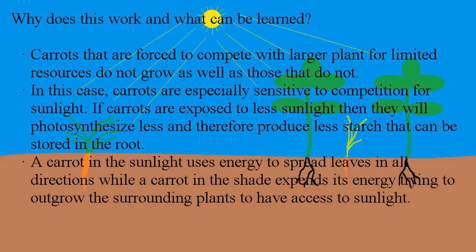If carrots are exposed to less sunlight, then they will photosynthesize less and therefore produce less starch that can be stored in the root. A carrot in the sunlight uses energy to spread leaves in all directions, while a carrot in the shade expends its energy trying to outgrow the surrounding plants to have access to sunlight.